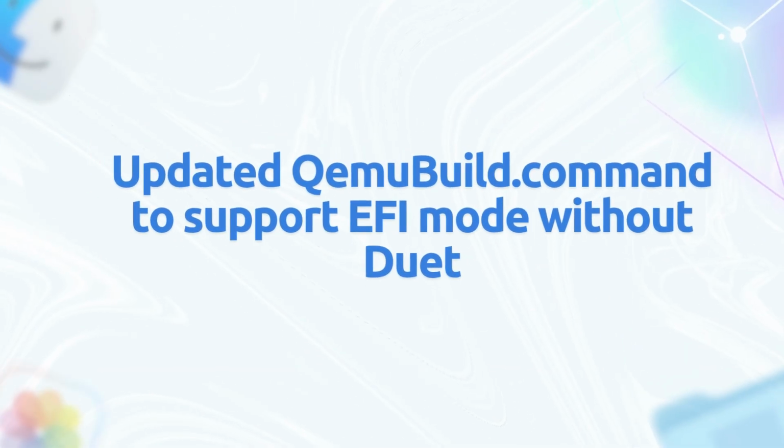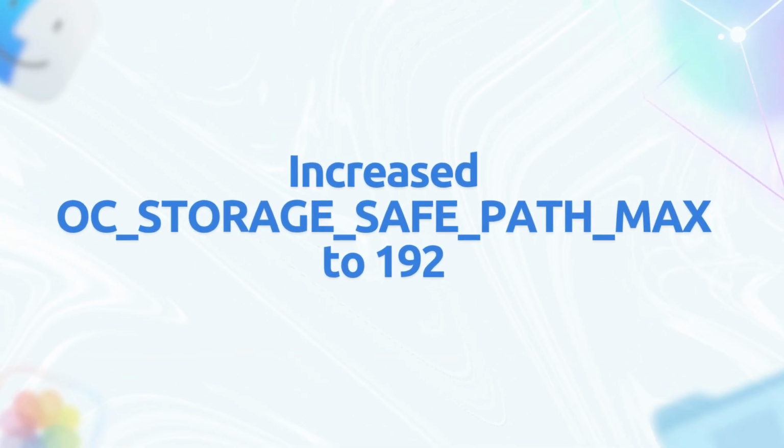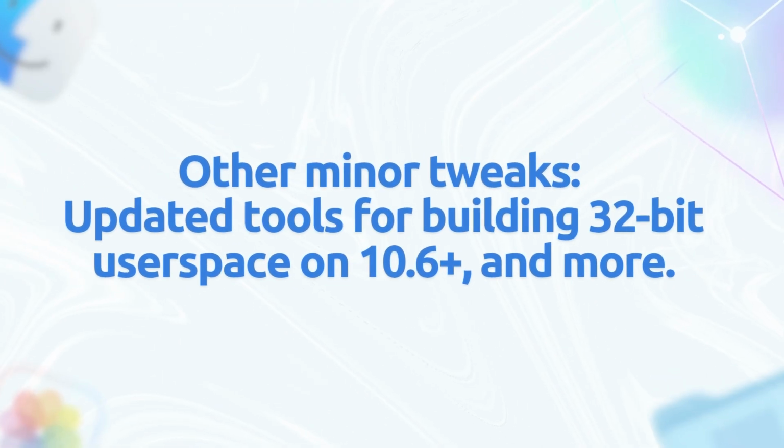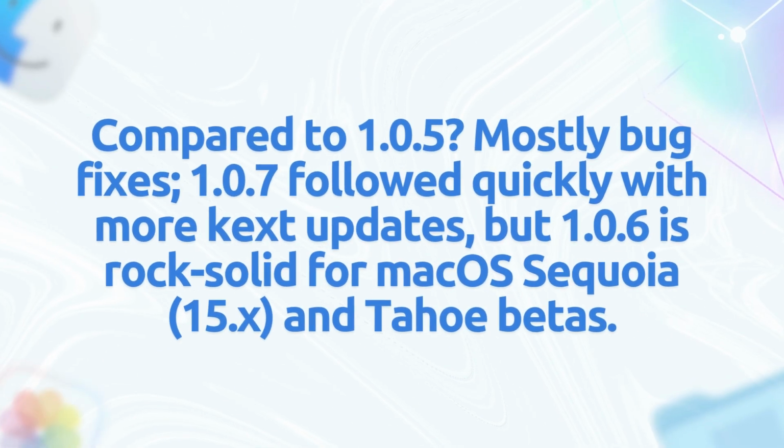Number four, the QEMU build script now supports pure EFI mode without needing Duet. That makes testing OpenCore in virtual machines much cleaner. Number five, increase the safe path limit to 192 characters. No more path too long errors with deep folder structures or long file names. And a few smaller tweaks, better 32-bit tool builds for macOS 10.6 and earlier, plus general cleanup. Compared to 1.0.5, this is mostly bug fixes and polish.